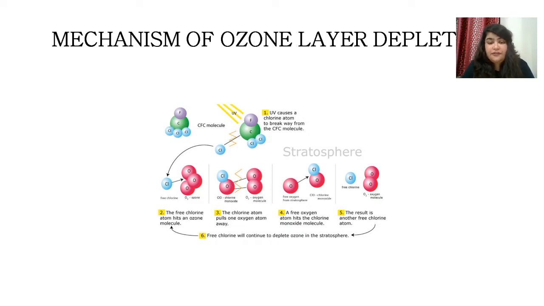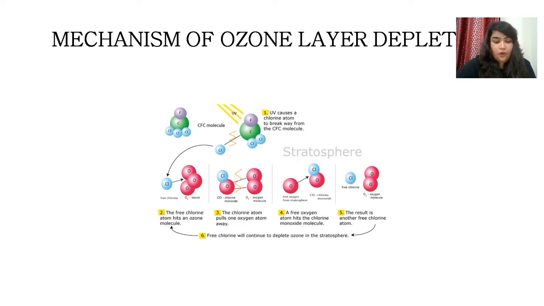In the fourth step, a free oxygen atom hits the chlorine monoxide molecule. In the fifth step, the result is another free chlorine atom. And in the sixth step, free chlorine will continue to deplete ozone in the stratosphere. Okay? So that is how the entire reaction basically follows suit over here. Alright, so that is how it goes on.